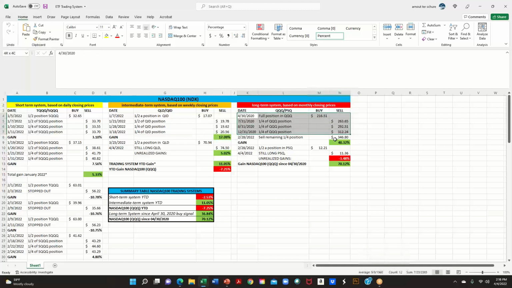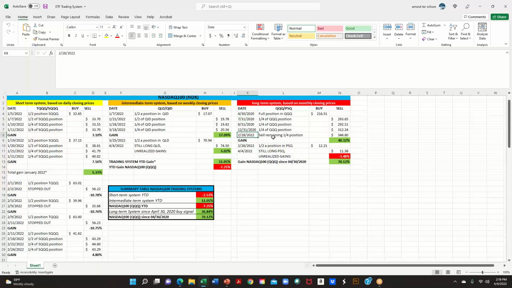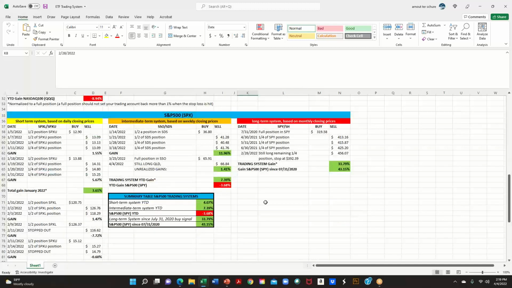And here are then the QQQs. As you can see, it was initiated in 2020 and won't get stopped out until 2022. Long-term trading, right? Several months to several years. That's what you're trying to do. My SPY is still long from 319 in 2020.